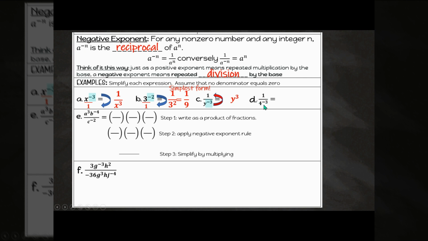1 over 4 to the negative 3, I'm going to flip it. I get 4 to the power of 3, and then I must simplify it. 4 to the power of 3 is 64.